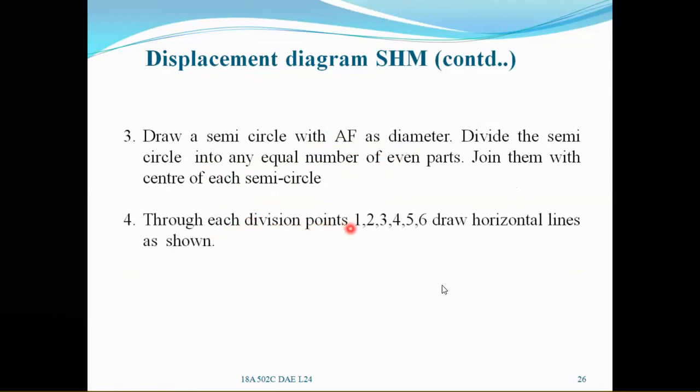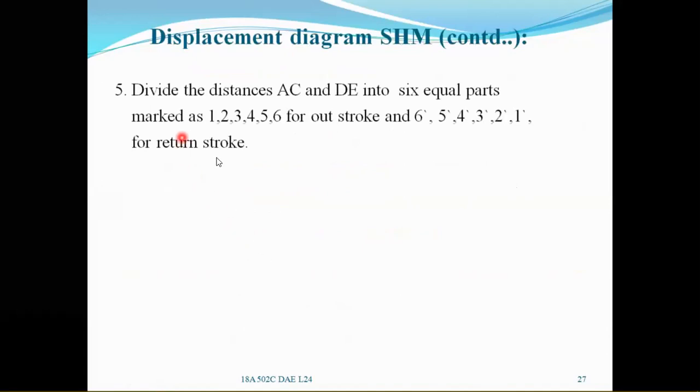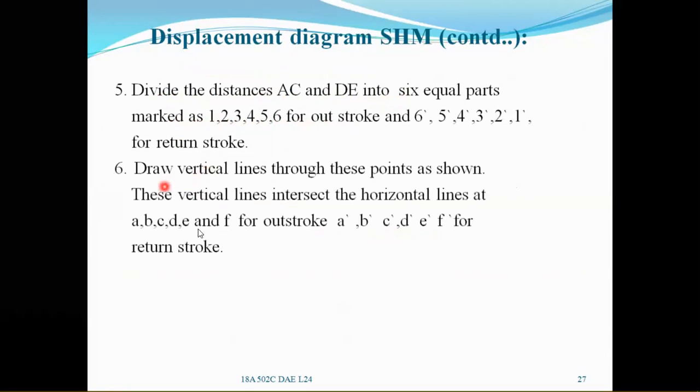Through each division point 1, 2 up to 6, draw horizontal lines as shown in the figure, and divide the distances AC, DE into 6 equal parts marked as 1, 2, 3, 4, 5, 6 for outstroke, and 6 dash, 5 dash, 4 dash, 3 dash, 2 dash, 1 dash for return stroke. And draw vertical lines through these points as shown in the figure, and these vertical lines intersect the horizontal lines at A, B, C, D, E, F for outstroke, and A dash, B dash, C dash, D dash, E dash, F dash for return stroke.